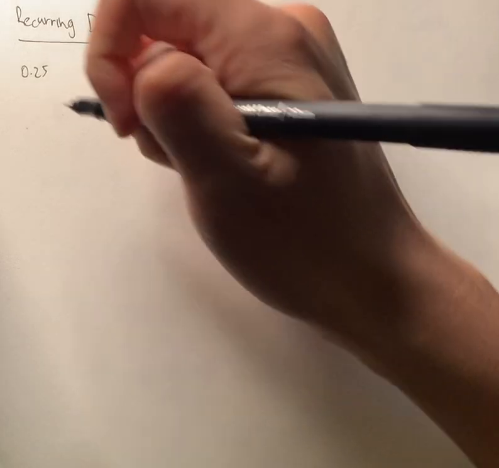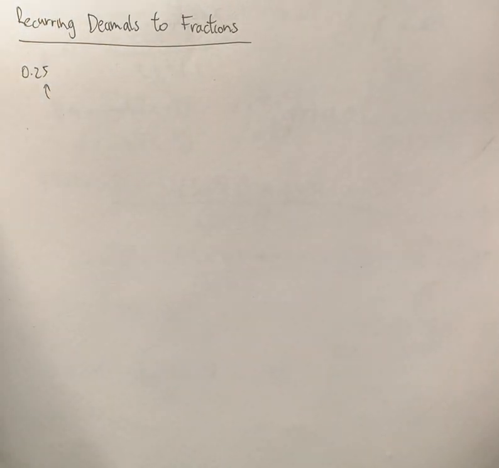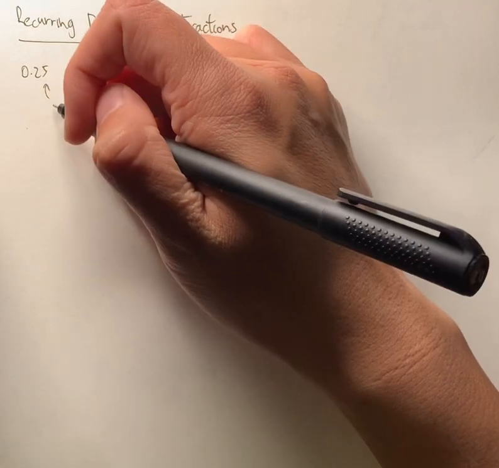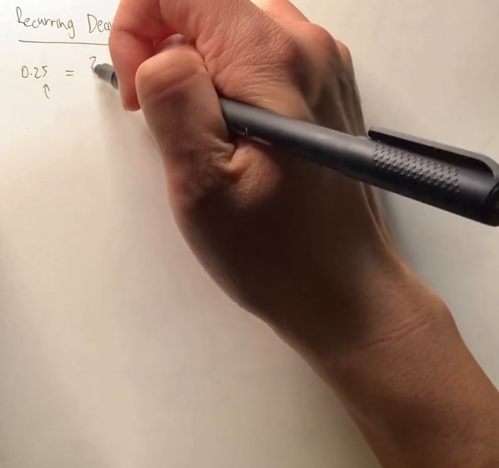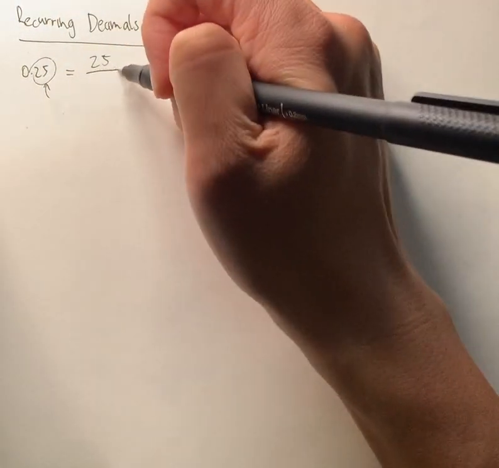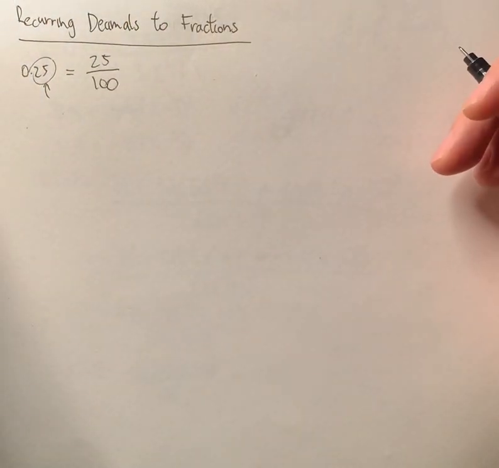One way to do that is simply to look at the last digit and look at the place value. We know that this is in hundredths. And so simply, this is 25, which is this number right here, over 100, because we know that's the place value of the last digit.